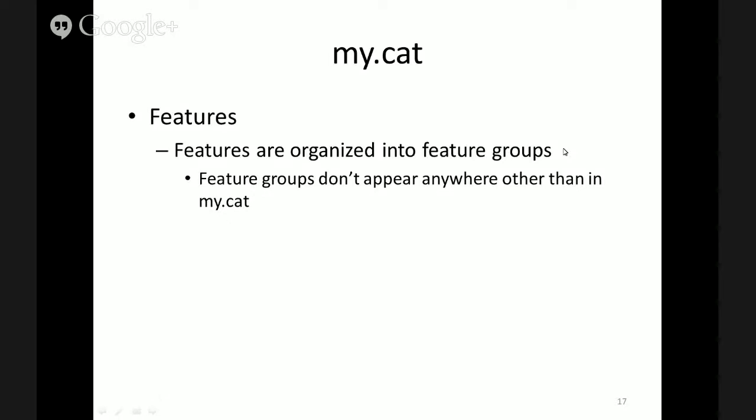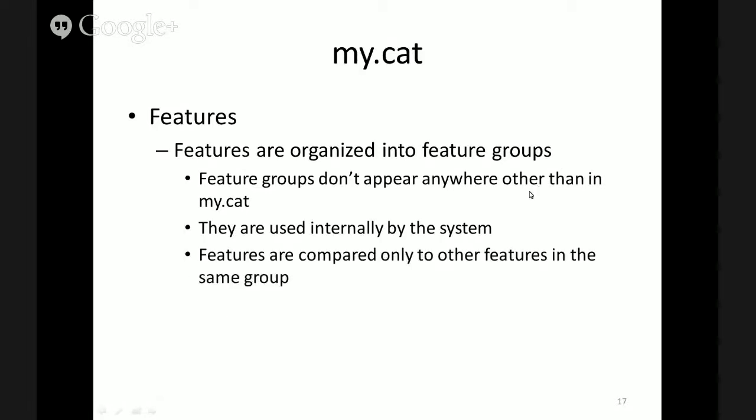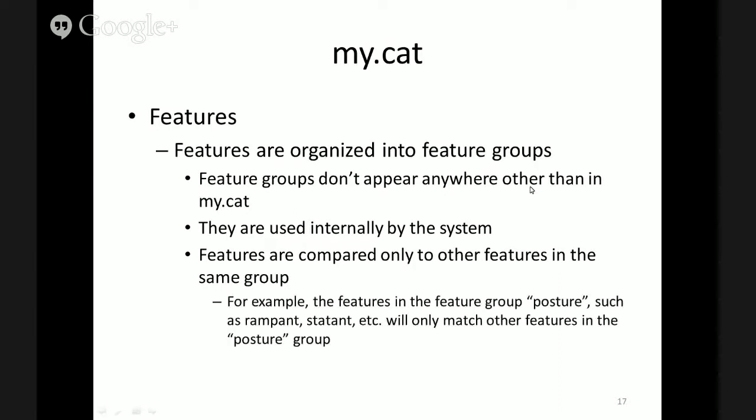And it pays to learn the most common ones or to look them up as needed, because they are used internally by the system as part of the searches. The system will only compare features to other features in the same group. So if you have a group called posture, which includes things like rampant and statant and such, it will only match other features in that posture group.